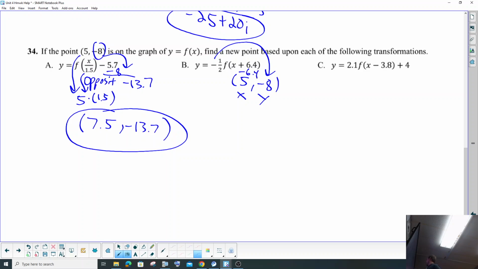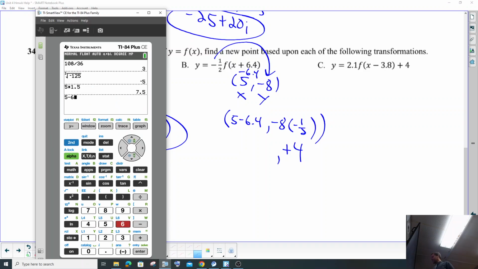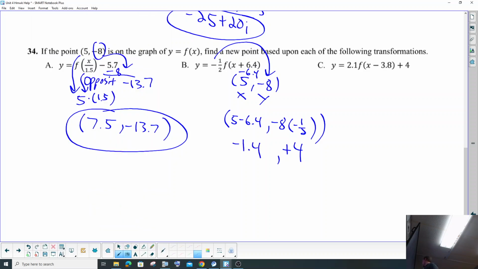That's a minus 6.4. So we're going to have a 5 minus 6.4 and a negative 8 times negative a half, which is going to be a positive 4. And then 5 minus 6 is negative 1. No, 5 minus 6.4. Oh, it is. Trust your instinct. So negative 1.4 and a positive 4.